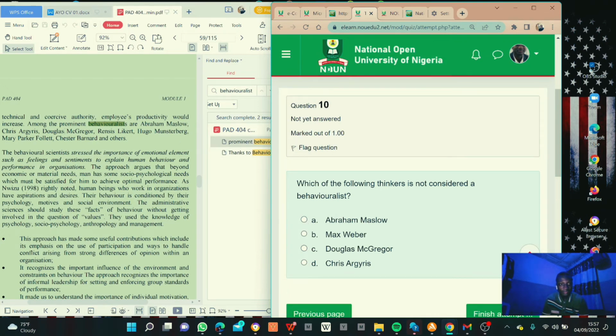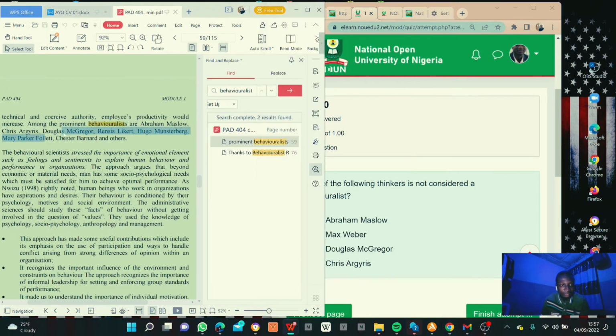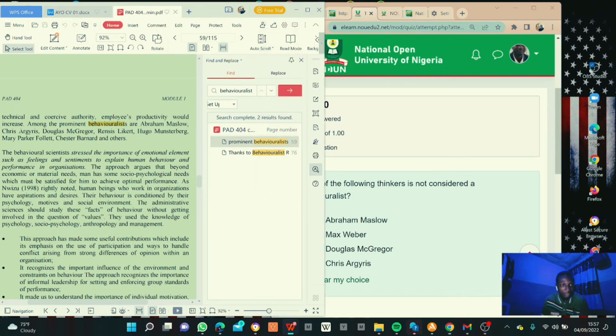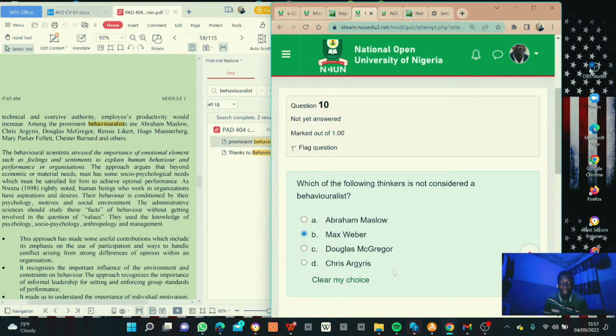Is Max Weber in there? We can see Max Weber, but we can see Douglas. Douglas is here. Okay, this is Douglas. You can see Chris. Good. That's Chris. You can see we saw Douglas, we saw Chris, we saw Abraham, but we can't find Marx.